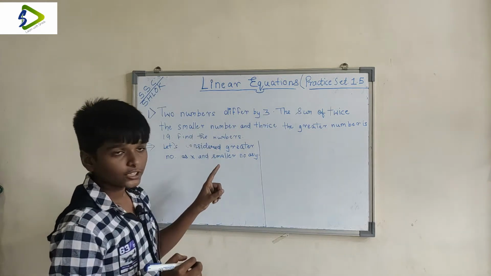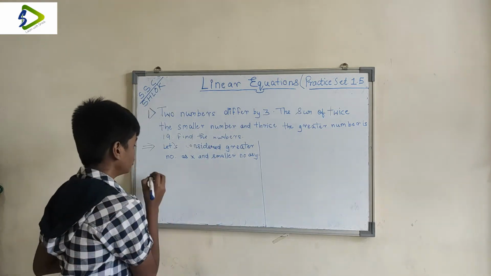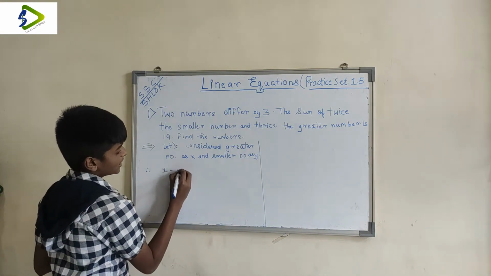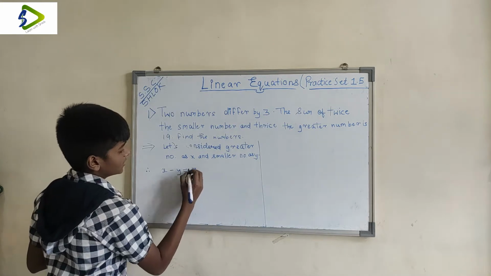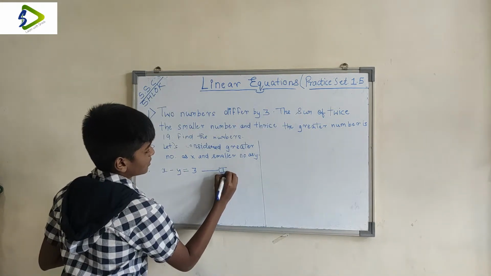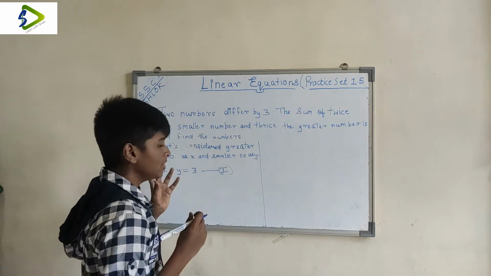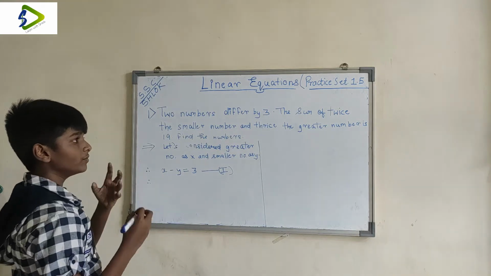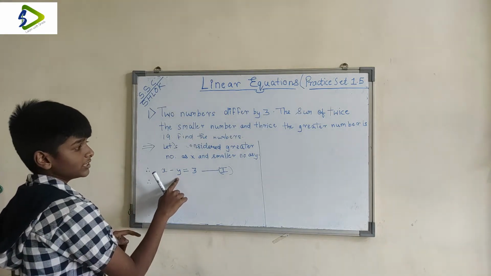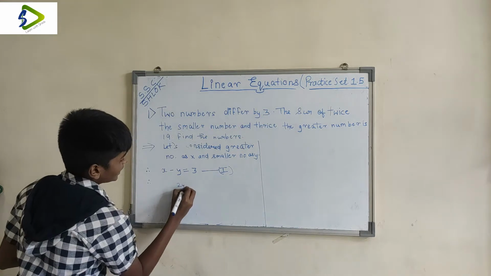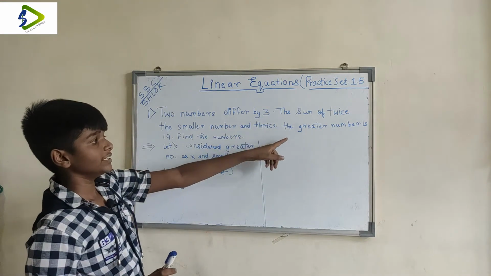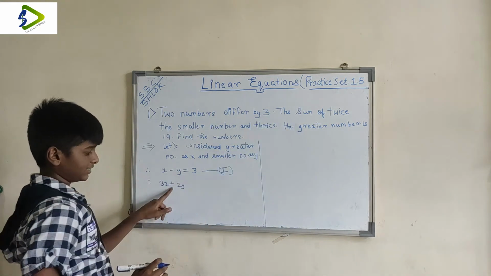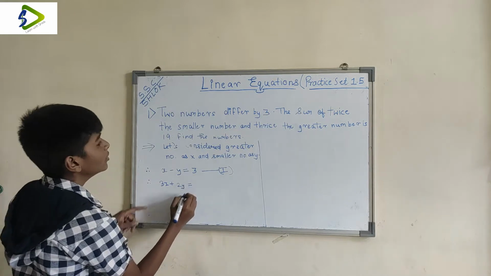Now, what was the first condition? The two numbers differ by 3. Differ means subtraction, so x minus y is equal to 3. Let's consider this as the first equation. The second condition tells us that the sum of twice the smaller number, which is 2y, and thrice the greater number, 3x. Sum means addition, so 3x plus 2y is equal to 19.